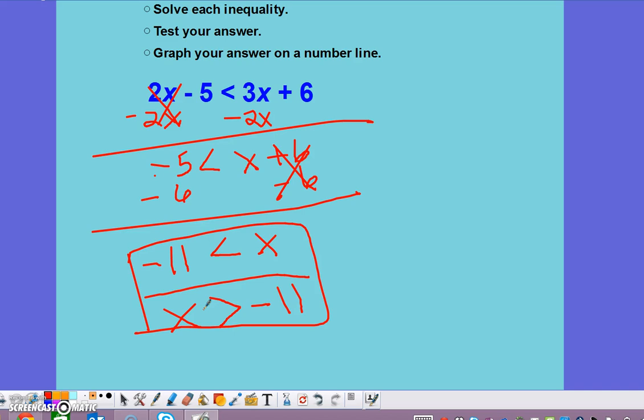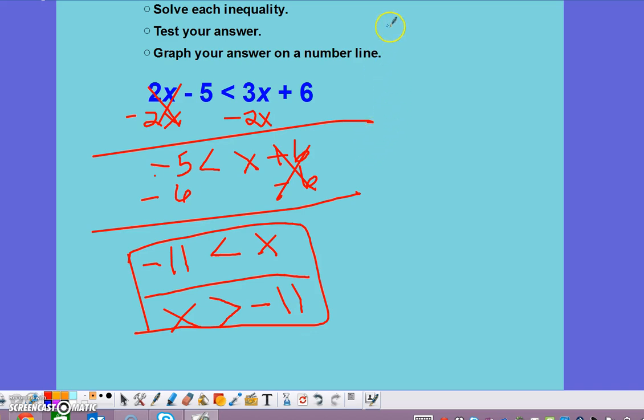I say test first because you're going to go through all of the trouble of graphing and then you test, and if you get the wrong answer, you have to go back, erase, and then regraph. So let's test first. So if x is greater than negative 11, let's just pick any number that's greater than negative 11. You don't have to pick a negative number. I'm going to pick an easy number. I'm going to pick 2 because 2 is greater than negative 11.